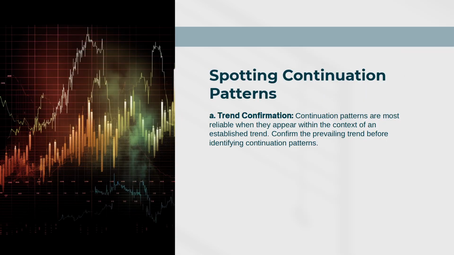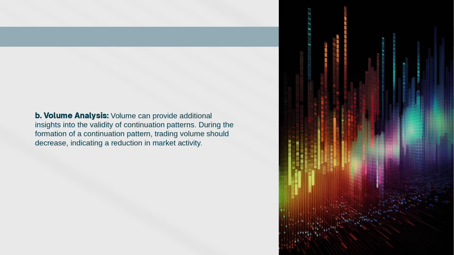Spotting continuation patterns. Trend confirmation. Continuation patterns are most reliable when they appear within the context of an established trend. Confirm the prevailing trend before identifying continuation patterns. Volume analysis. Volume can provide additional insights into the validity of continuation patterns. During the formation of a continuation pattern, trading volume should decrease, indicating a reduction in market activity.